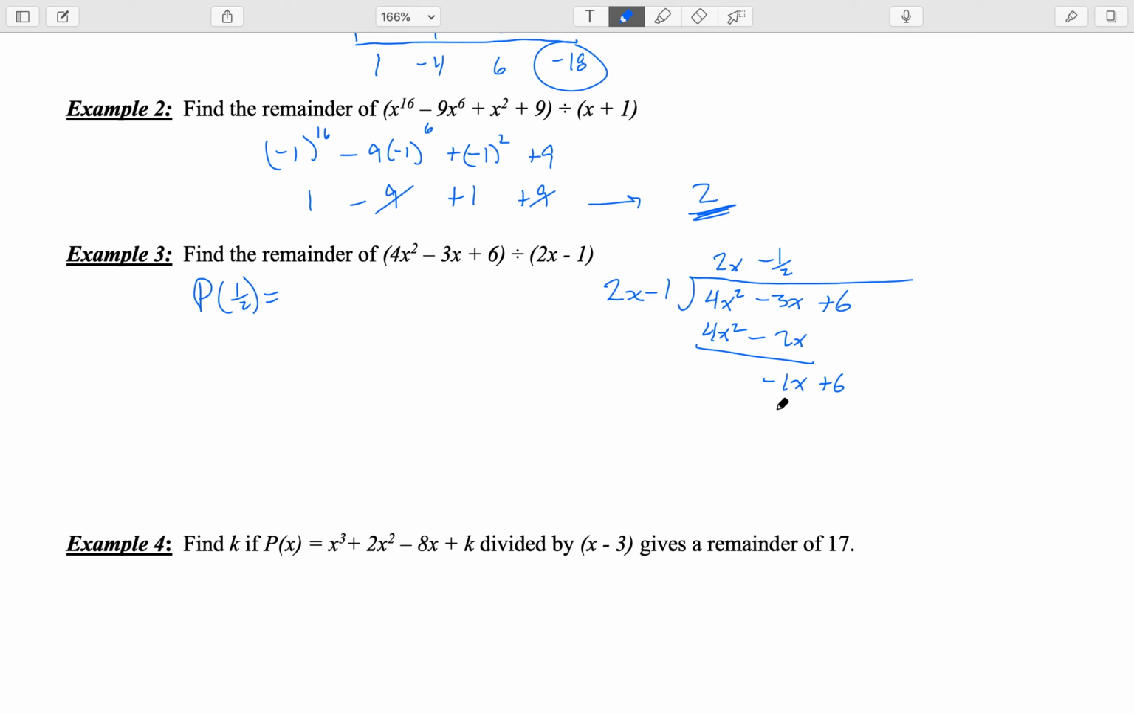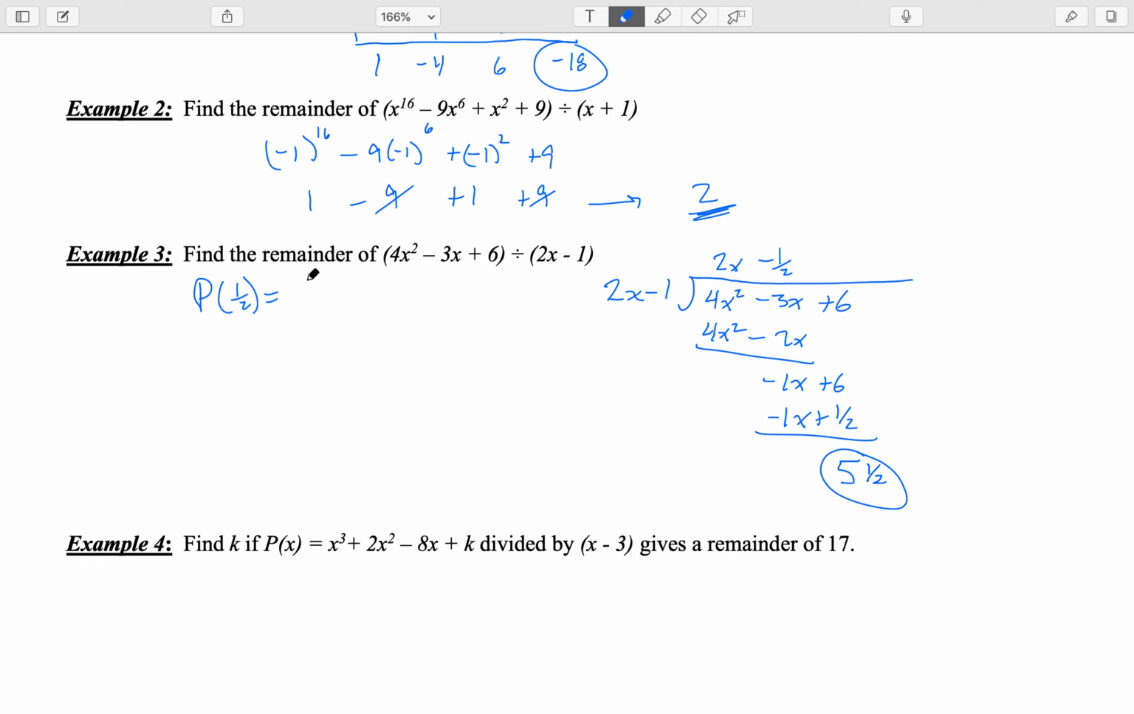Okay, so let's give this a shot. Hang on, did I do this right? 4 minus 2, 3, 3, 3. Yeah, okay. So negative a half is going to give me negative 1x plus 1/2. So in other words, when I subtract, 6 minus a half is going to give me 5.5. That's the remainder.